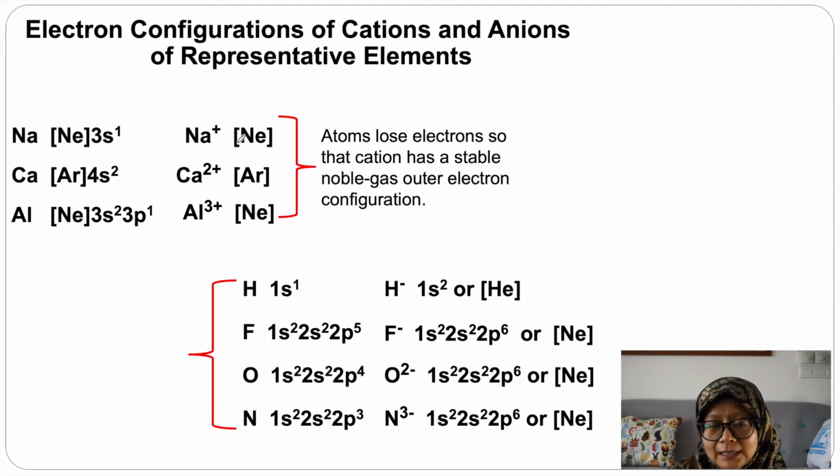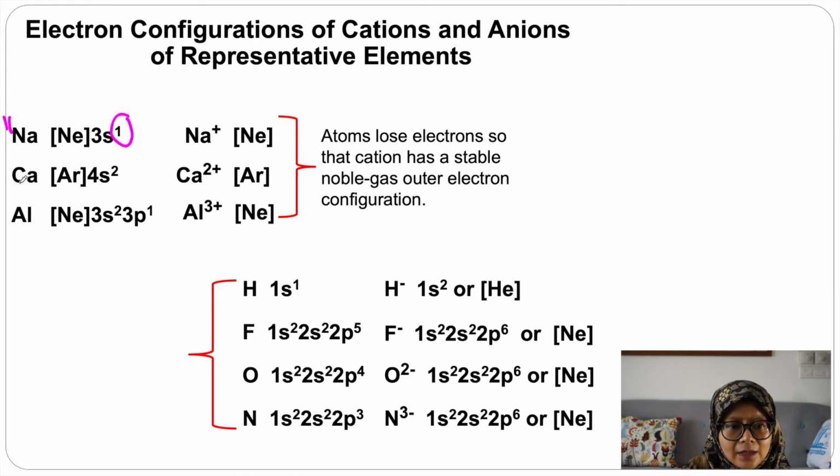For example, first we have sodium with 11 electrons, or proton number 11. The electron configuration you need to write down is neon 3s1. Then this sodium has a tendency to lose one electron from here. What happens is it will give you neon, right?